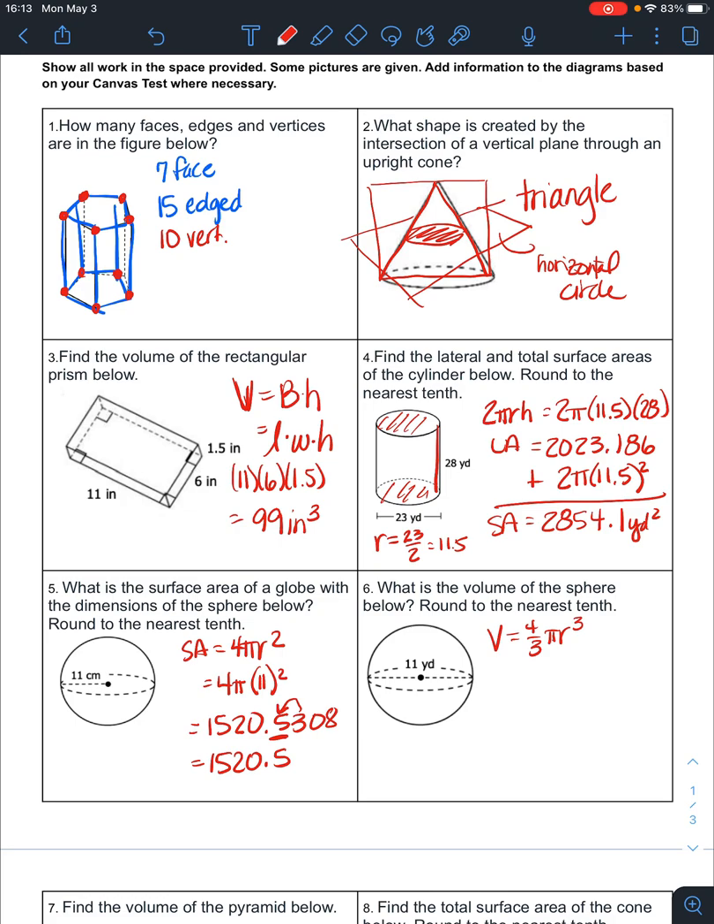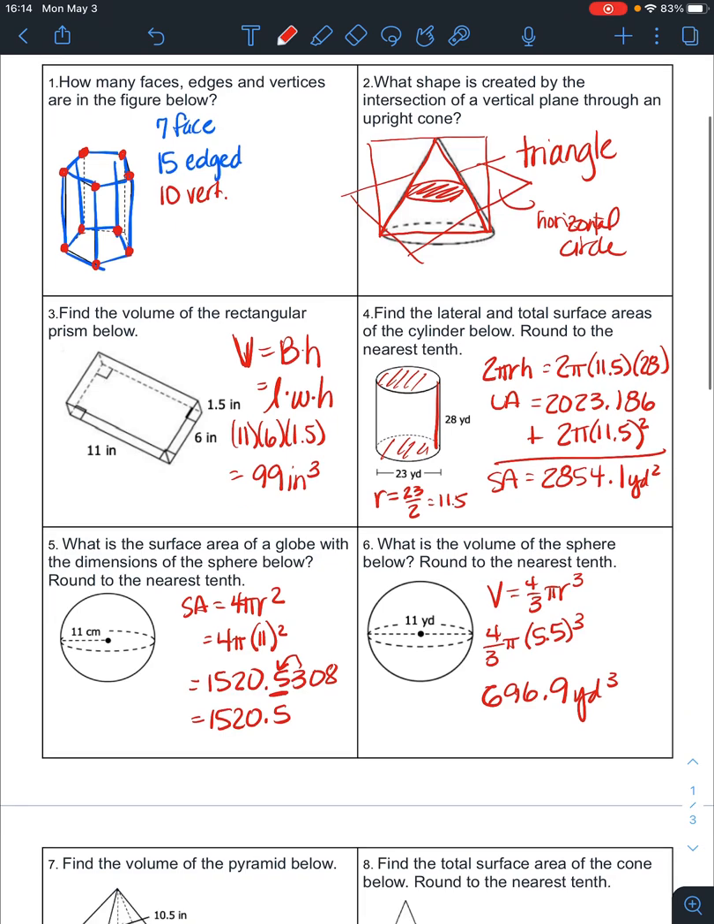The volume of a sphere is 4/3 pi r cubed. That's where you have to be careful, is that cubed. So it would be 4/3 pi times 5.5 cubed. And you can type it in your calculator just like that. 4 divided by 3 times pi times 5.5 to the third power. And you get 696.9099. It says round to the nearest tenth, and the 9 is going to leave it alone, so it would be 696.9, and that would be yards cubed. So be careful with that cubed, and then be careful to be sure to divide by 3. And you can handle that by just typing in 4 divided by 3 right at the beginning.